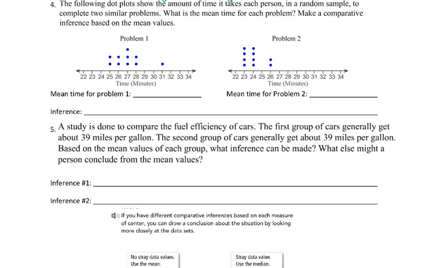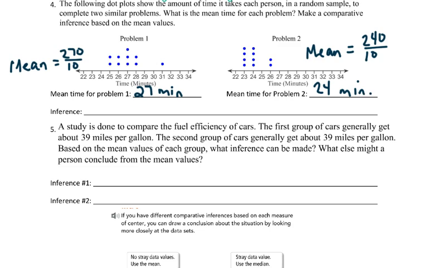So please go ahead and pause the video now, calculate the means, and then compare your answers to mine. Pause the video now, please. So I got a mean time for problem 1 to be 27 minutes and the mean time for problem 2 to be 24 minutes. And now it's time to make an inference. So I'm going to say that since problem 2 took less time on average than problem 1, that probably means that problem 2 was an easier problem to solve.